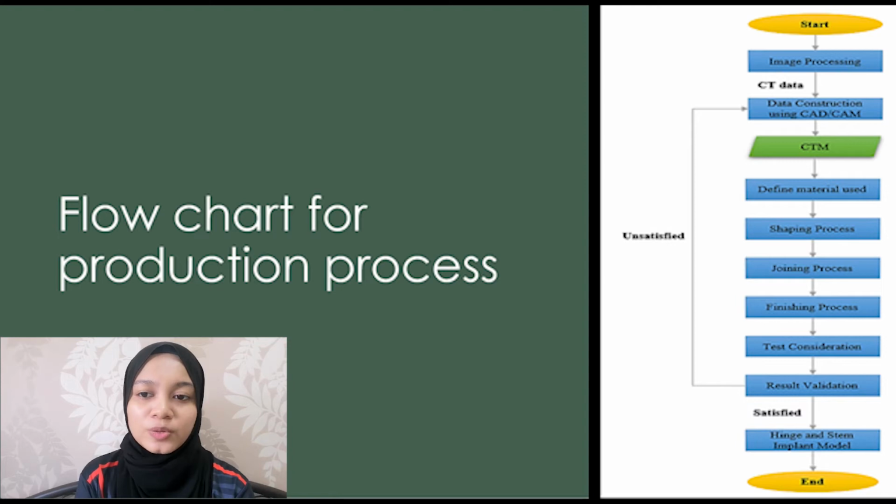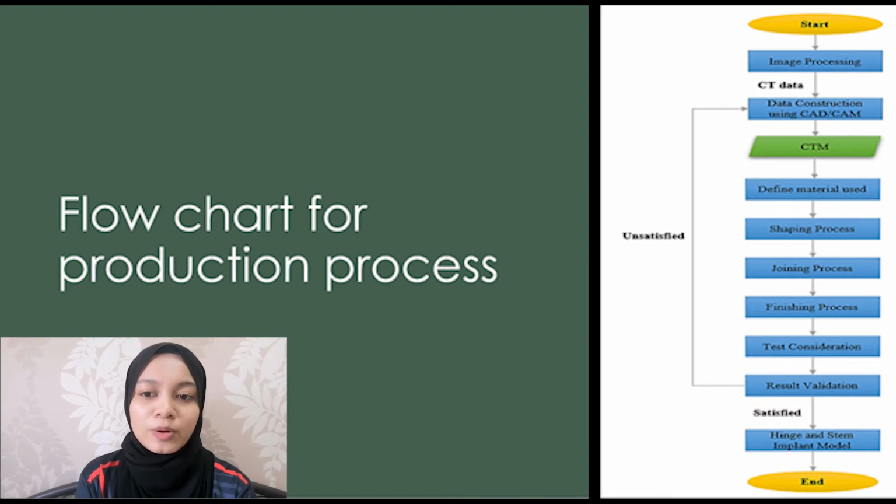Before the shaping process begins, the materials were analyzed for their capabilities and defined to produce the implant. The data interfaced from the CTM software helps the shaping and joining system to start fabricating the hinge and stem implant. The shaping and joining process then transforms the data into the real part of the hinge and stem one by one until the implant model is complete.